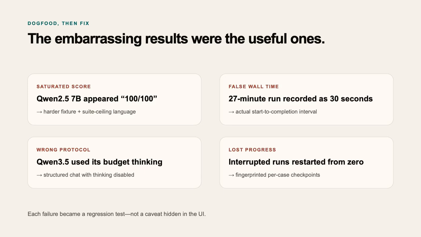Dogfooding found the most valuable failures. A saturated benchmark, a 27-minute run reported as 30 seconds, a thinking model that spent its budget before answering, and interrupted runs that restarted from zero. Those became fixes and regression tests.